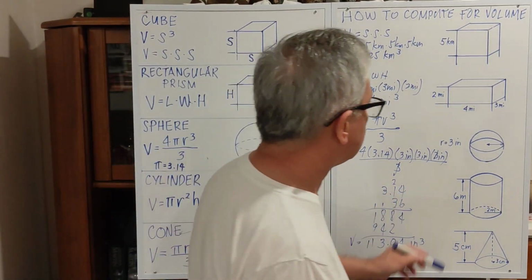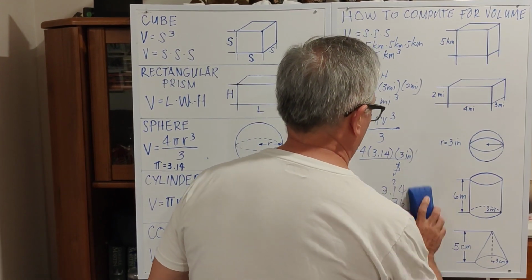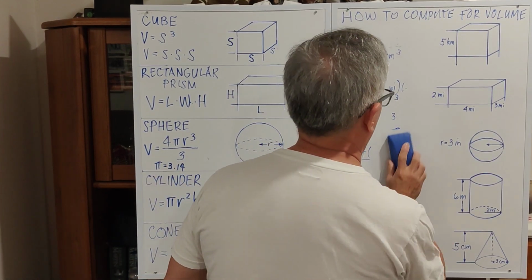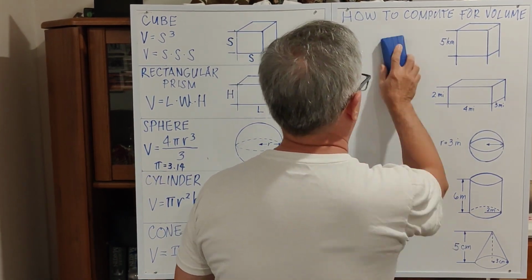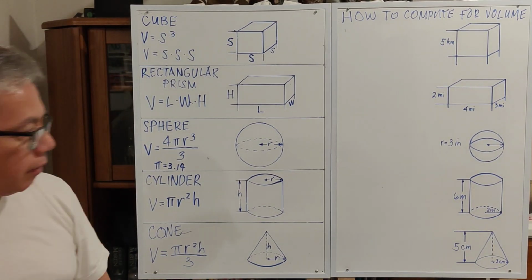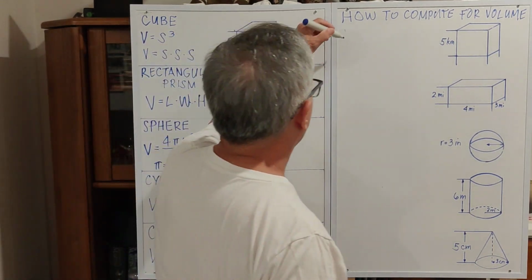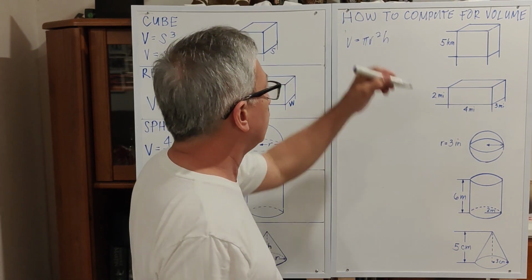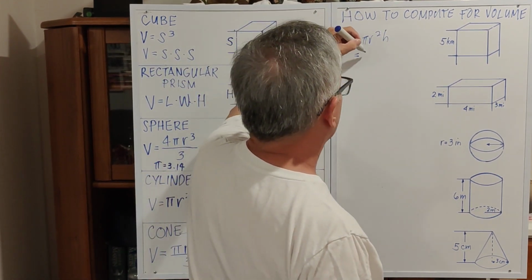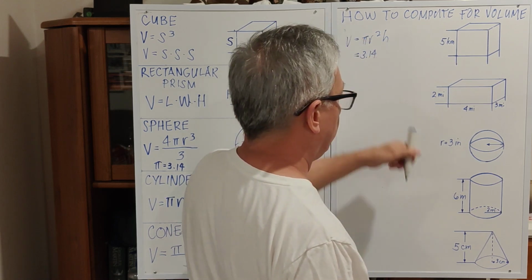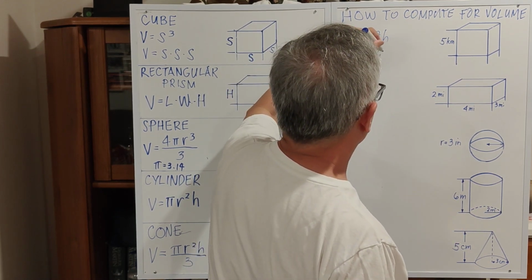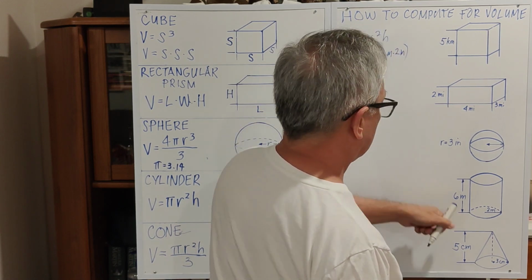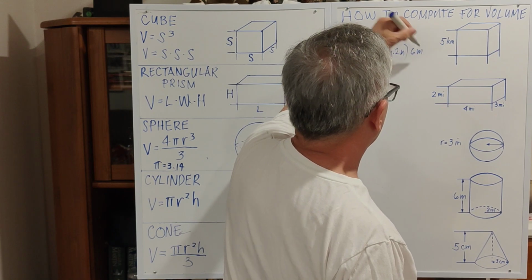The next example is the cylinder. The formula for the cylinder is pi r squared h. We just plug in the value. Pi is 3.14. R squared is 2 meters times 2 meters times the height, which is 6 meters.